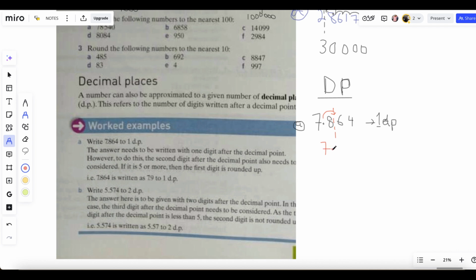In decimal place, you don't add zeros. You don't turn this one to 0, this one to 0. You don't write the zeros. It doesn't make sense after decimal writing zeros in front of it, in mathematics. So you just write 7.9 to 1 DP.